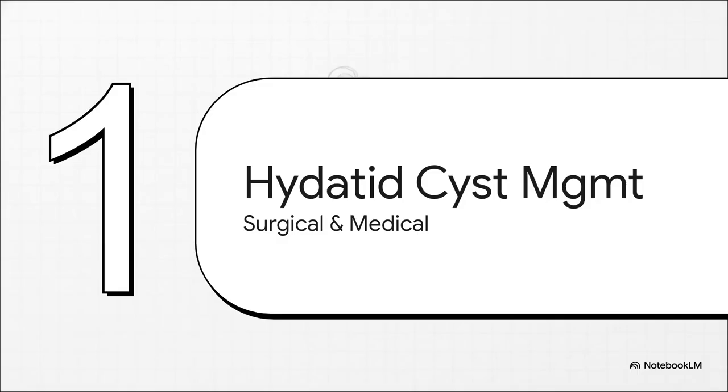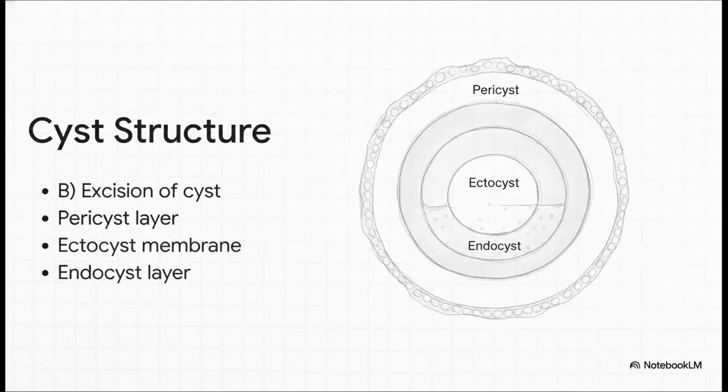Section 2. Hydatid cyst clinical management, surgical and medical interventions. Question 2. Which of the following surgical interventions is most commonly employed for the definitive treatment of a hepatic hydatid cyst, specifically with the highest success rate and lowest risk of structural recurrence? A. Steroid administration with epinephrine. B. Excision of cyst. C. Primary medical treatment with albendazole alone. D. Percutaneous catheter drainage, also known as PAIR therapy. Or E. Primary medical treatment with metronidazole.